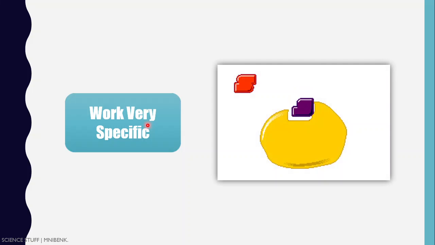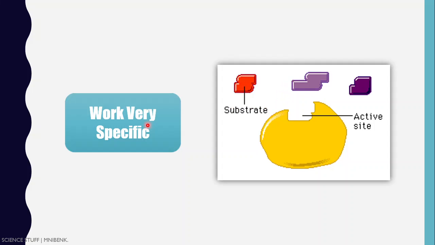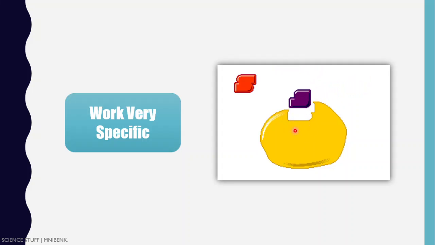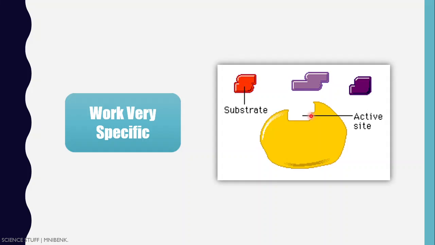Next is that enzymes work very specifically. Just like before, I have an animation here to show you guys. Just wait for it to start moving from the start. We have three substrates here. The first substrate seems to be too big for the active site. The second one is too small for the active site. But the third one is a snug fit. So what does it mean?